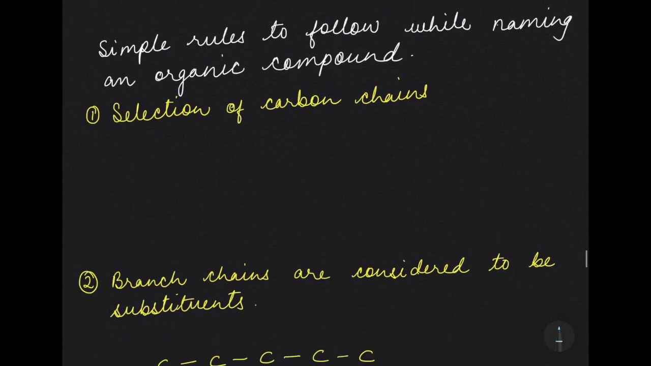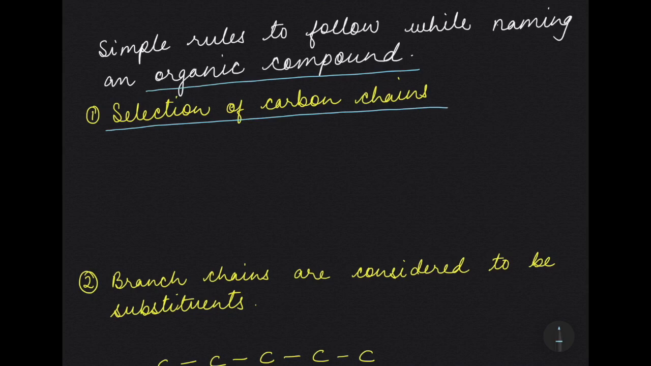Now moving on to the simple rules you need to follow while you name an organic compound. The first thing you have to do is selection of carbon chains. Which carbon chain must you take? You have to take the longest carbon chain, which is known as the parent chain. The longest chain may not be straight. For example, you name it accordingly.